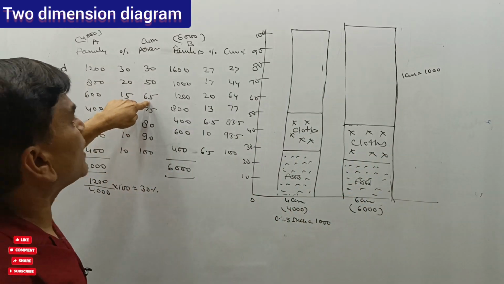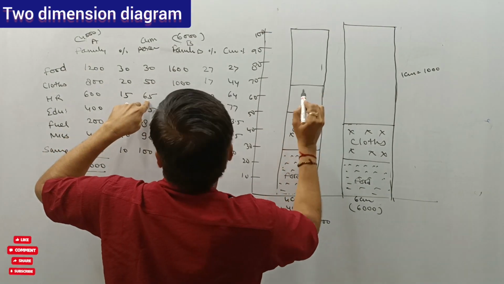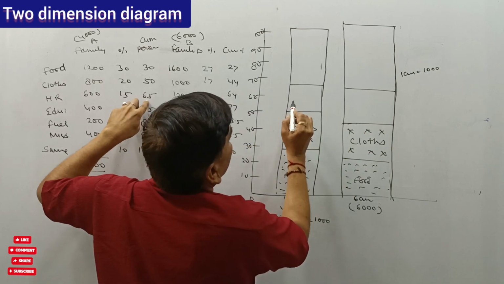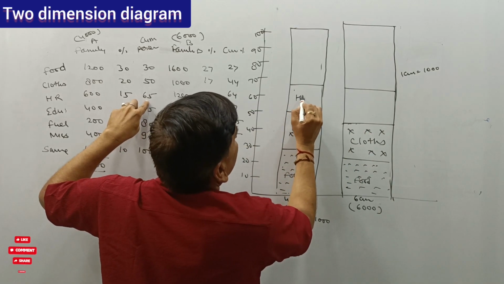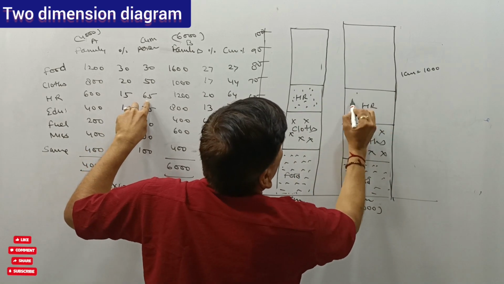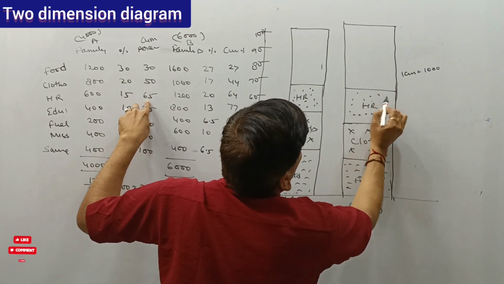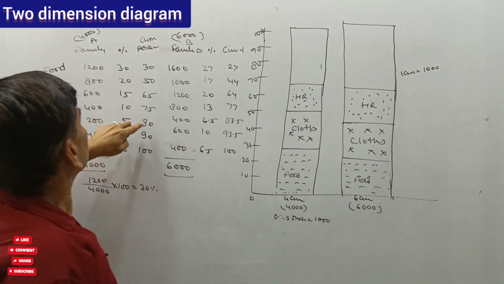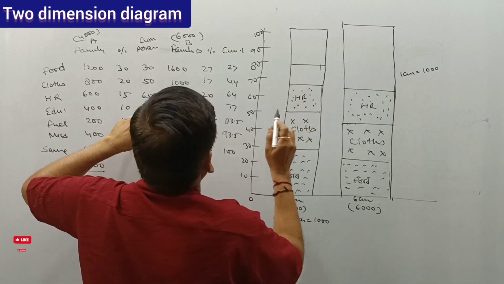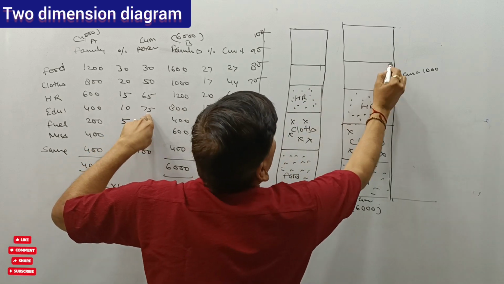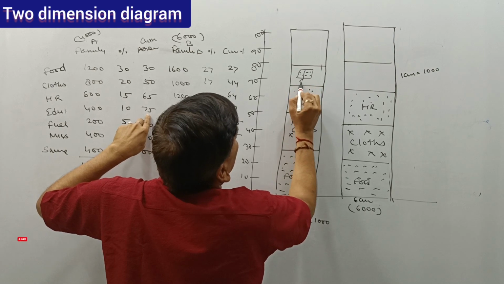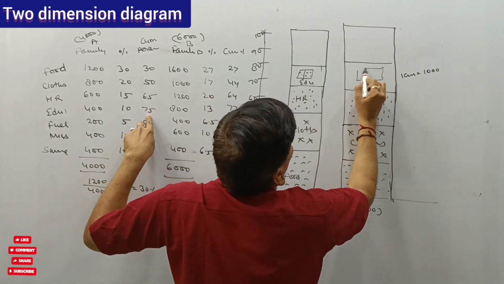Next 65 on house rent. And this is 64 nearby house rent. So house rent, HR. Now cut on education on 75. And this is 77. So this is education. Book. We have drawn a book.